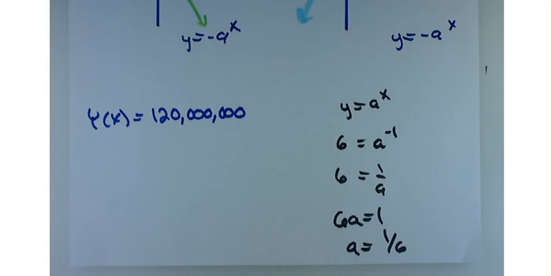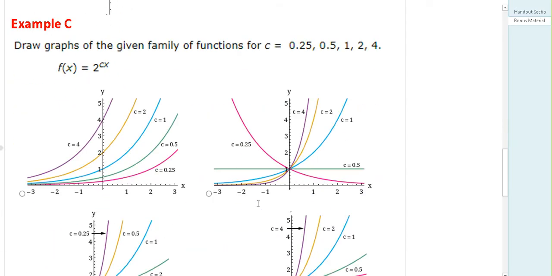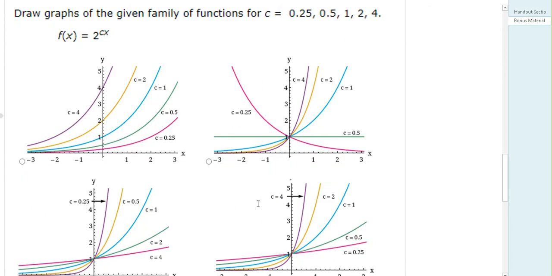Yeah, that would look right. Yep. Okay. Onward.